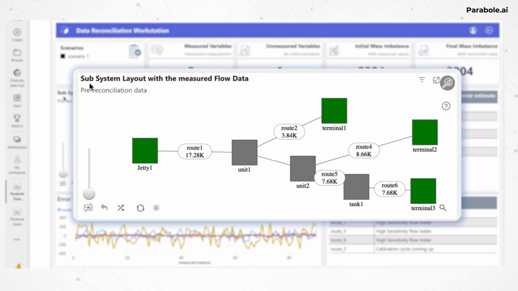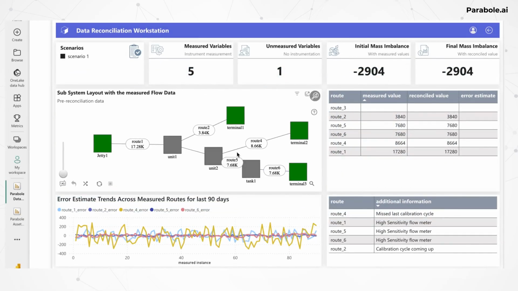Here we are looking at the petrochemical plant layout, depicted by the network originating from Jetty 1, the point where raw petroleum is received as input. Following this, the raw petroleum undergoes processing in various units, including Unit 1 and Unit 2. Each processing unit extracts refined petrochemical products like gasoline and diesel, which are then dispatched to end distribution terminals 1, 2, and 3. Additionally, the network incorporates storage units, with Tank 1 being part of it. This entire network consists of 3 junctions and 6 routes. 5 routes are equipped with flow measurement instruments, while Route 3 still needs to be measured.